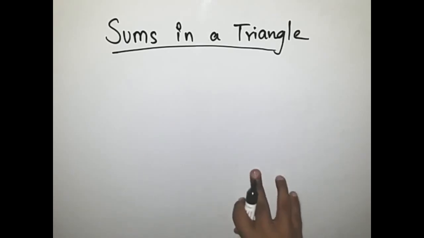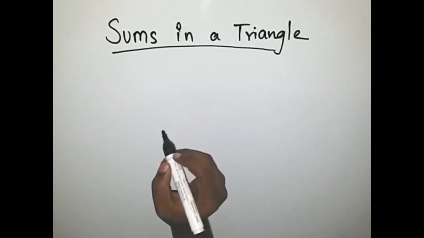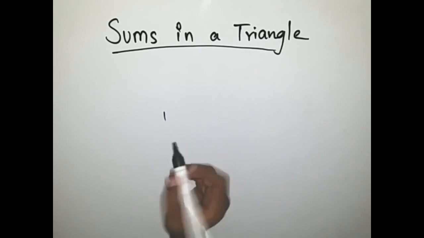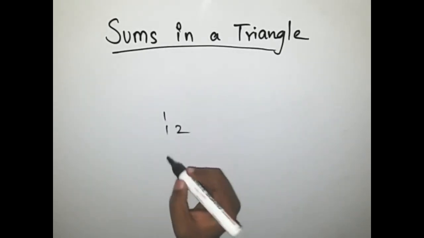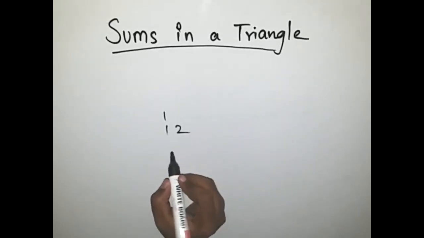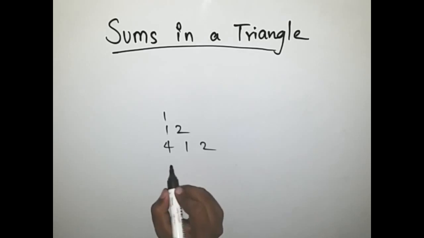What this problem gives is a triangle. Let's take the example given. You have a triangle of n rows, and the number of elements in each row is equal to the row number. So here you have a triangle of 4 rows.